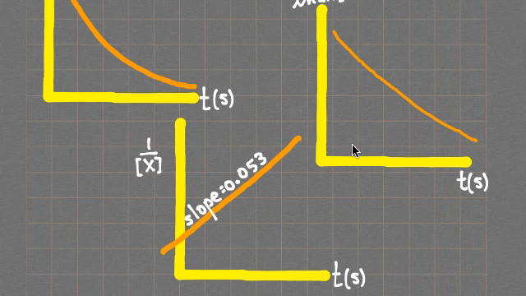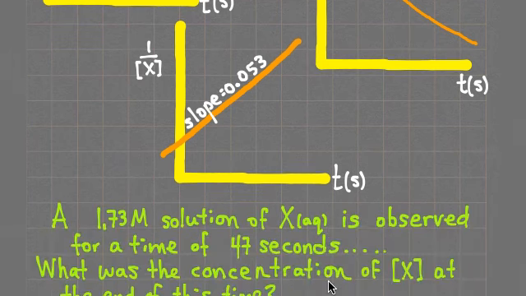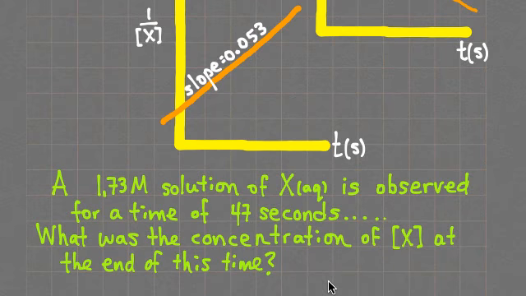So in this case, the slope of the line is 0.053 and the reciprocal of x versus time tells me that again it's second order. A 1.73 molar solution of x in aqueous phase observed over 47 seconds. What's the concentration of x at the end of this time?